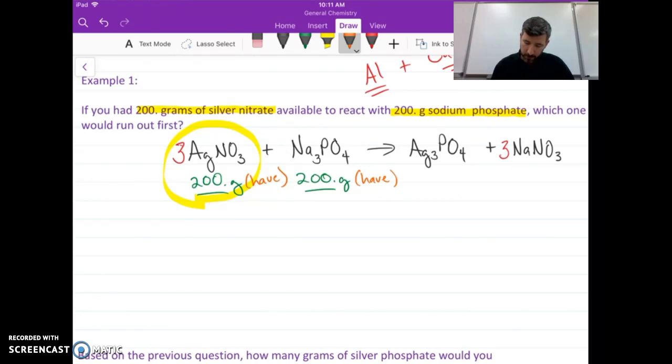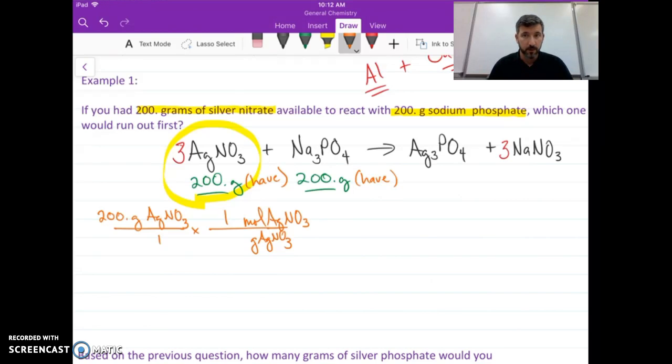So I'm going to convert 200 grams of silver nitrate to grams of sodium phosphate. So what would the next step be? I'm going from grams to grams. I have to go to moles of silver nitrate first. Hopefully you guys are starting to get the hang of some of this. I'm going to go to the periodic table, and I'm going to say that 1 mole of silver nitrate weighs, well, I've got 3 oxygens, 1 nitrogen, and 1 silver. So that should add up to 169.88.